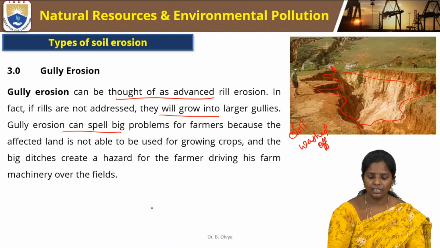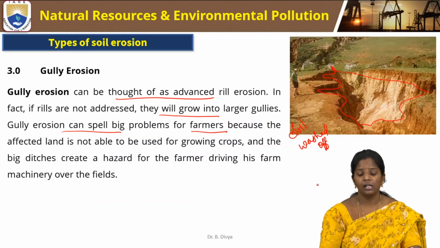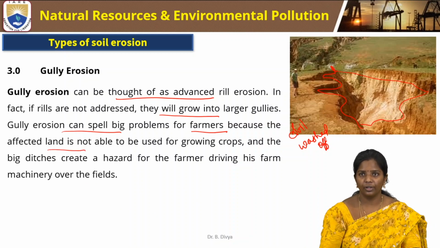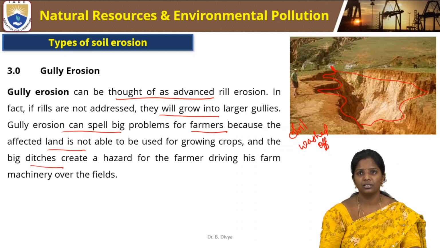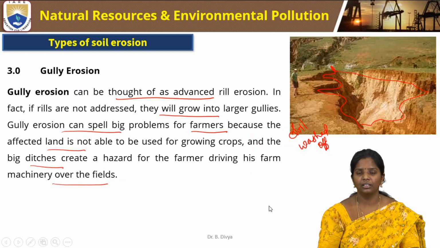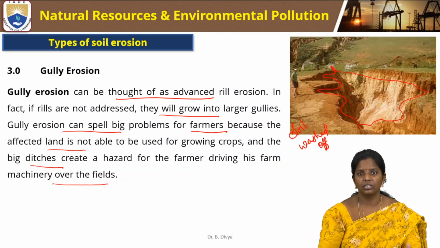Gully erosion can spell big problems for farmers, because the affected land cannot be used for growing crops again, and big ditches create a hazard for the farmer driving farm machinery through the fields. Definitely the farmer cannot cultivate any crops because of these ditches forming. He cannot run the machinery into these ditches and cultivate. So this is a big problem for that particular farmer, affecting crops and cultivation.